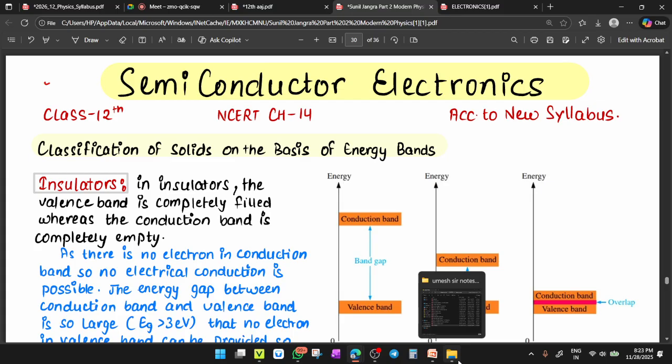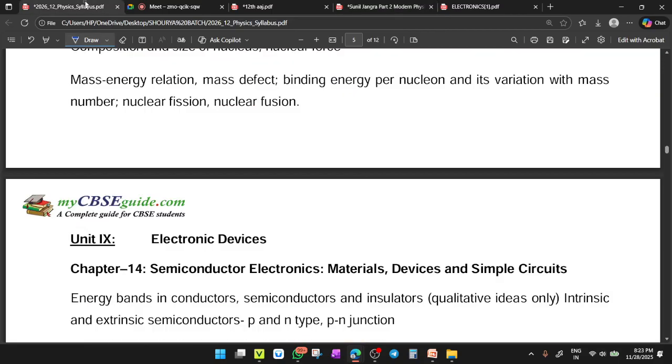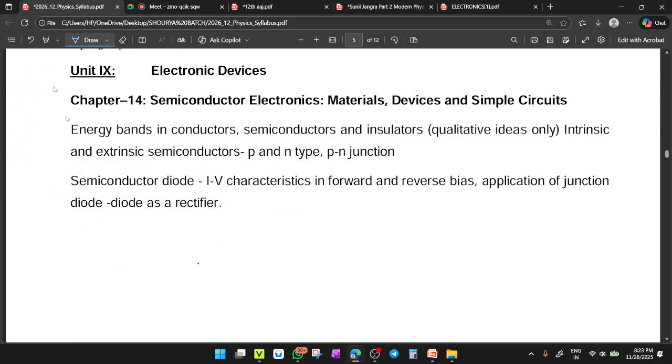So we're starting our next chapter, the last chapter, chapter number 14, Semiconductor Electronics. It is the modern electronics part of physics. First, in this chapter we have the syllabus. In our syllabus, the first topic is energy bands in conductor, semiconductor and insulator. So what are these conductor, semiconductor and insulator?